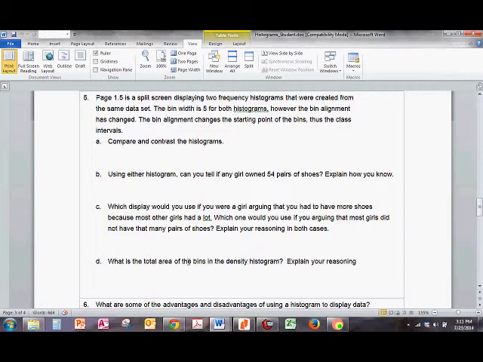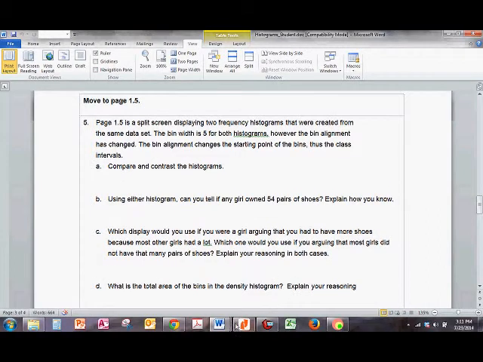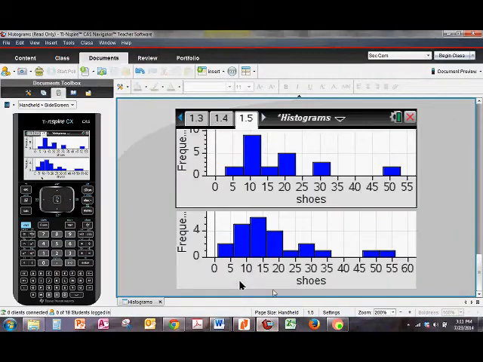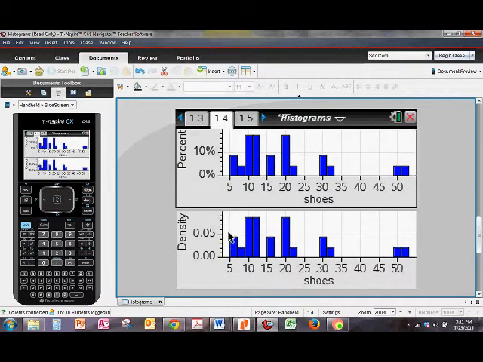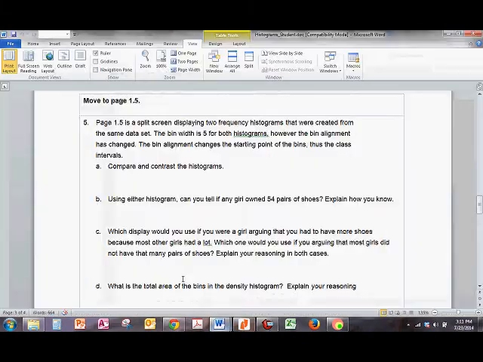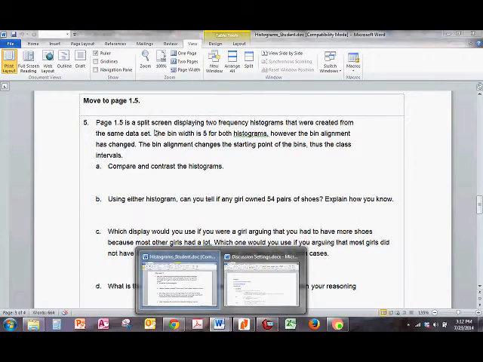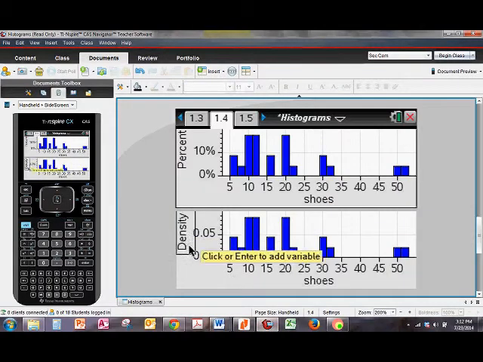What is the total area of the bins in the density histogram? Explain your answer. Okay, let's go ahead and here. Looks like for this one, I'm going to come back here for density. I'm not sure why it didn't tell us to move back to 1.5. Or 1.4, but anyway, I'm going to use 1.4 since this is our density.